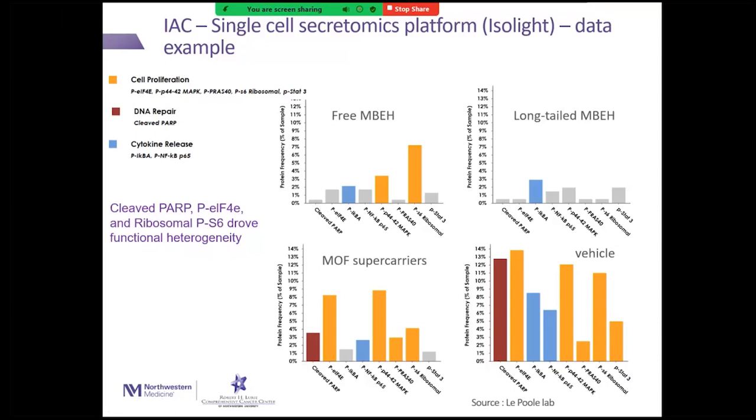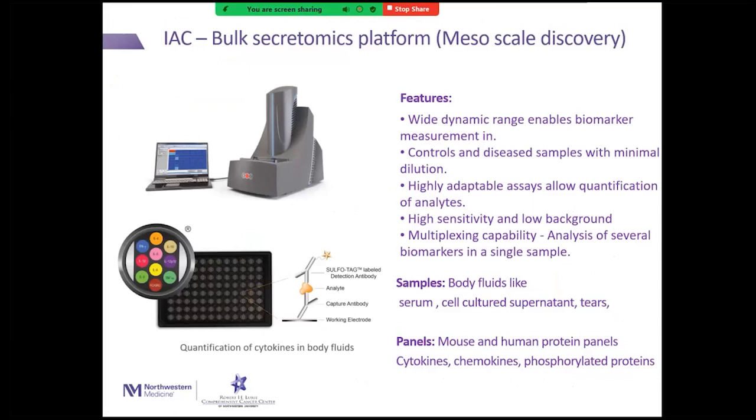So this is also very cool, I think, that you can really tease out the intracellular proteins with this at a single cell level. So next we have a bulk secretomics platform also from Mesoscale Discovery. SQ120 is the machine, the sector imager. The features of this are that it's a very sensitive, low background, multiplex ELISA detection plate reader. It has a very dynamic range that enables biomarker measures. You use very minimal dilution because you could do very low volume for these panels.